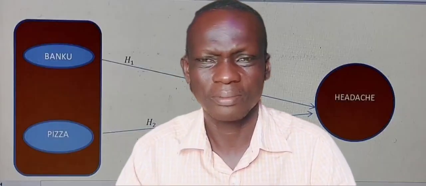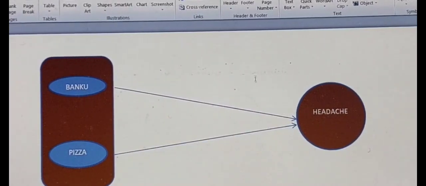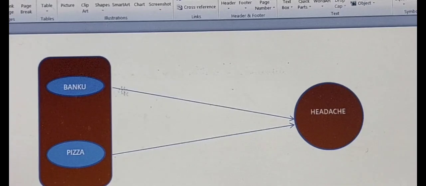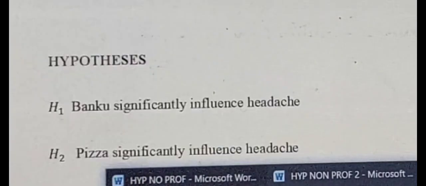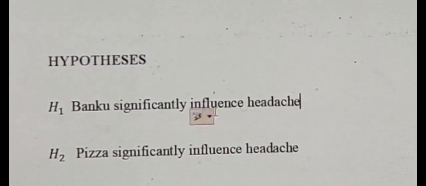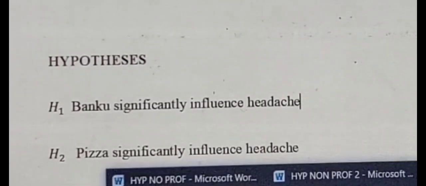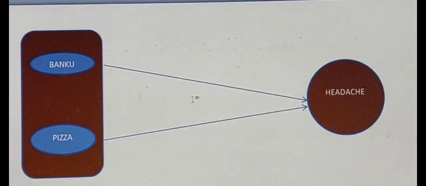Let's go to the board. You realize that a lot of students have their conceptual framework like this, and this is nothing. This doesn't interpret or explain anything. Meanwhile, you have stated in your hypotheses that Banku significantly influenced headache, that's hypothesis 2, and hypothesis 1, pizza significantly influenced headache. So when I pick up your conceptual framework, I need to see that here. But this explains nothing.